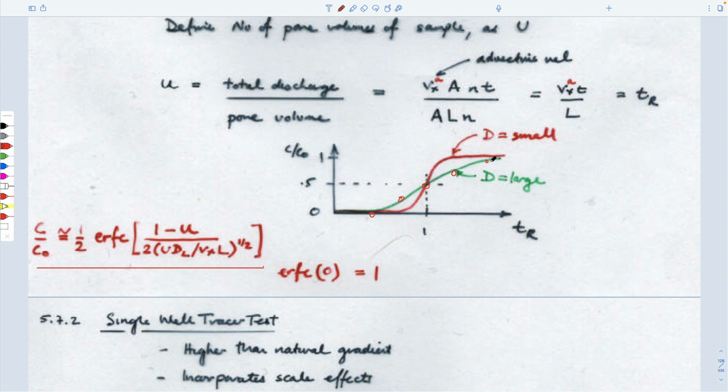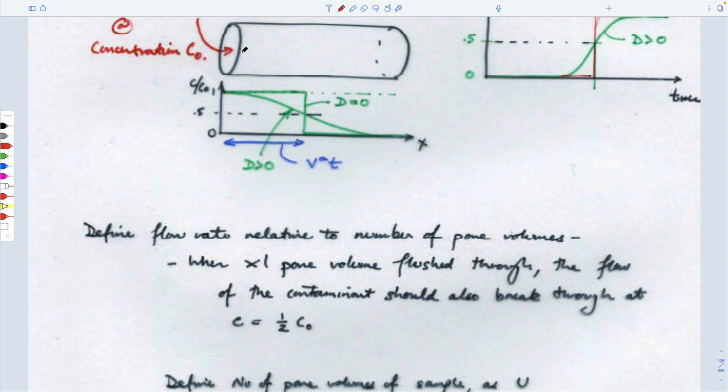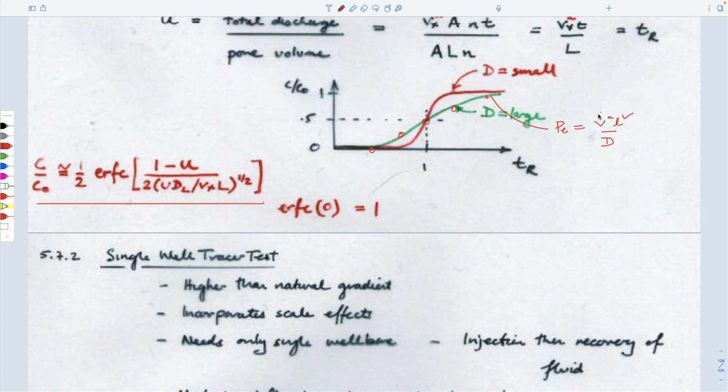And this would allow you to get a magnitude of Peclet number. Peclet number is equal to advective velocity times length over dispersion. You know the length of your core because it's in your lab. You know the velocity that you're forcing water down it at because you're providing a gradient between the upstream and downstream, or perhaps you're using a peristaltic pump to do that. And so you have this.